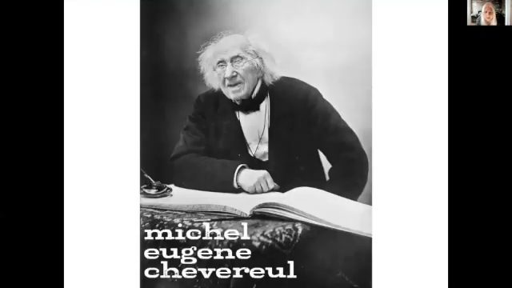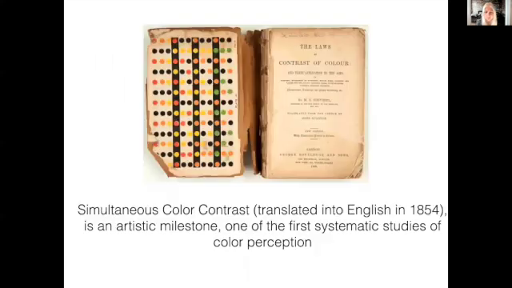we can go all the way back to this guy, Michel Eugene Chevreul, and he wrote a book about simultaneous color contrast in the early 1800s, and it ends up getting translated, very bad translation. He's French, of course, and gets translated to English in 1854. And here's an original of that.